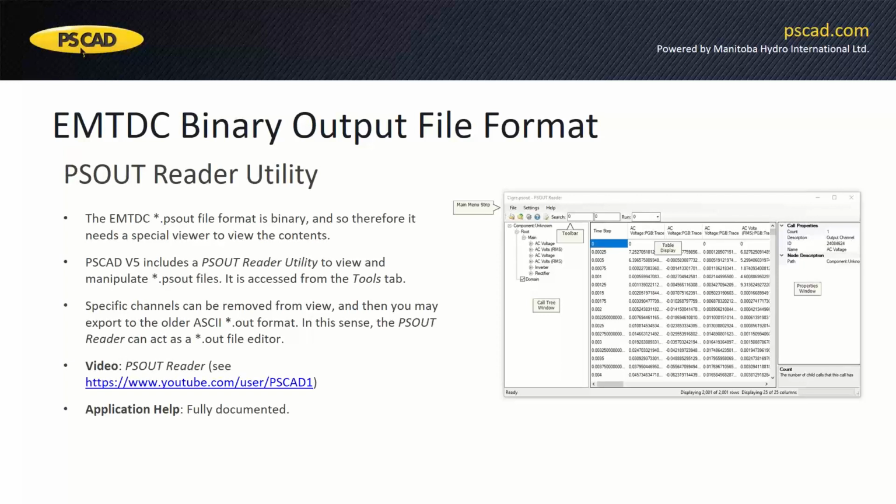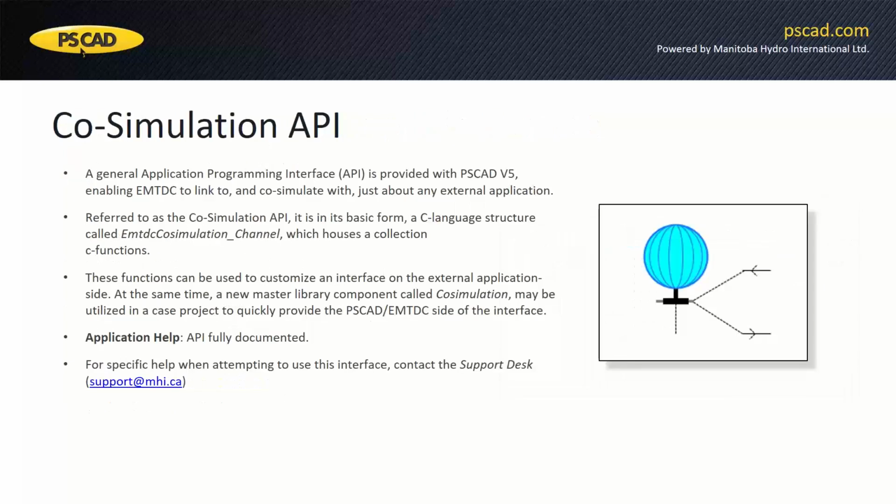So what we did was we created a utility that comes free with PSCAD. It's called the PSOut Reader utility. It can obviously be used to read the PSOut files, but you can also edit the PSOut files and even export them to the older ASCII format. So you can even use it as an output file editor after the fact.